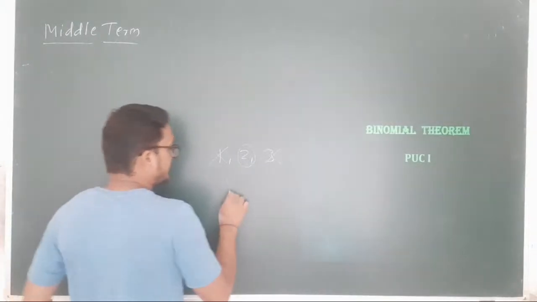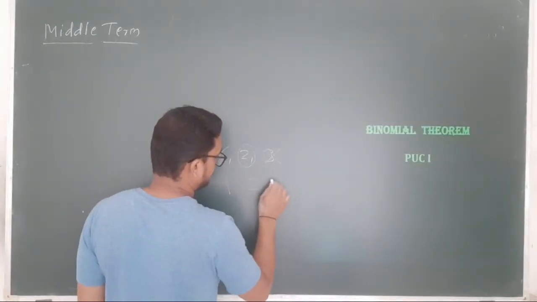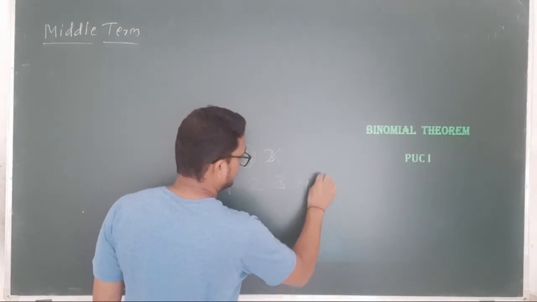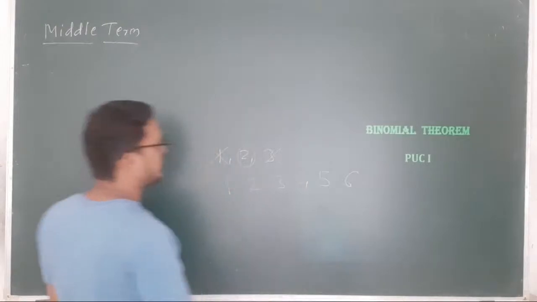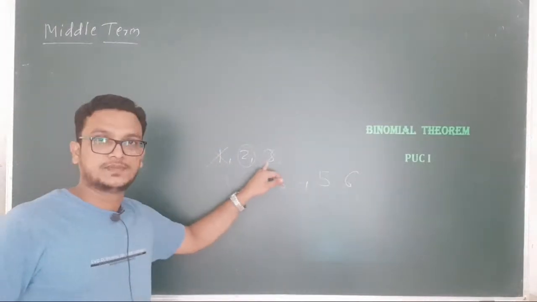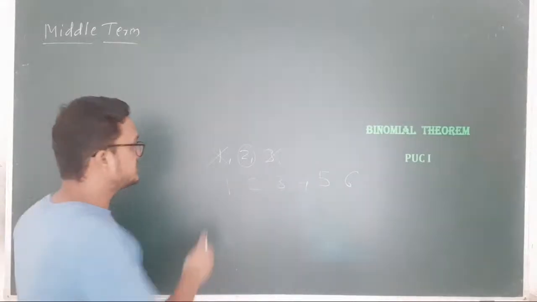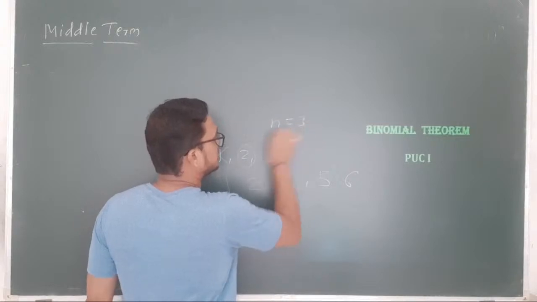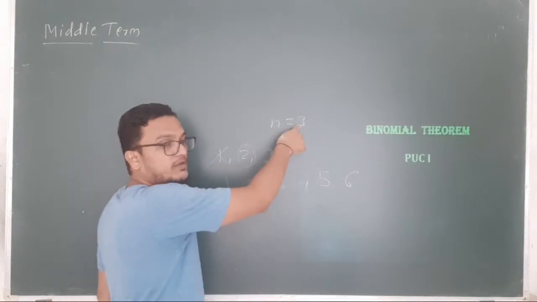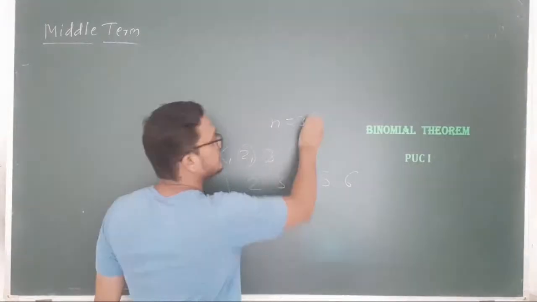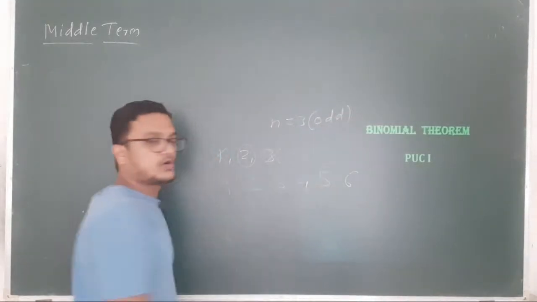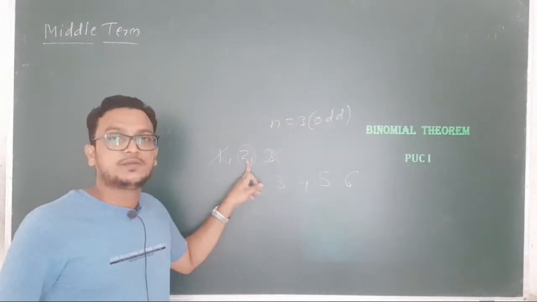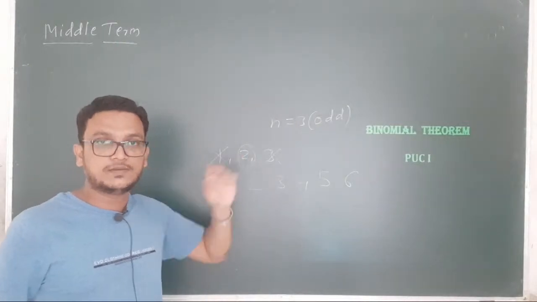Now when you found this middle term, how many terms are present in this? The number of terms is 3, which is odd. When an odd number of terms is present, you will get only one middle term.